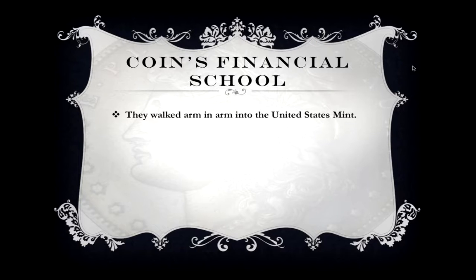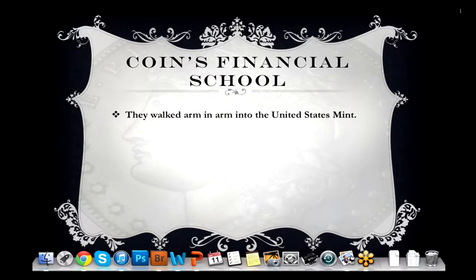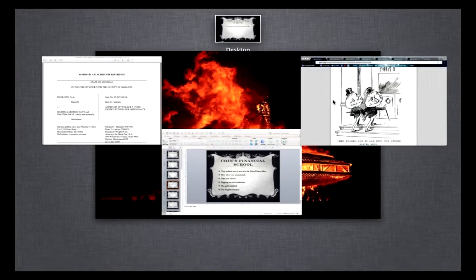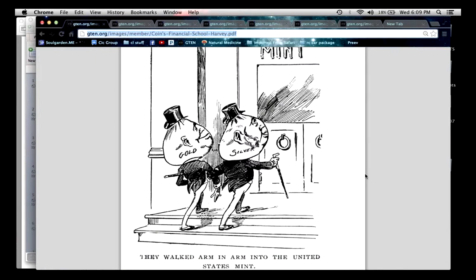Okay, we're going to go through Coins by way of illustration, as PJ said. We're going to do the picture book of Coins. If you haven't read it yet, I suggest you read the whole thing, but the picture book is a good way to go. Let's see what the first picture is. They walked arm in arm into the United States Mint. Okay, so what we see here is gold and silver walking together arm in arm into the U.S. Mint.